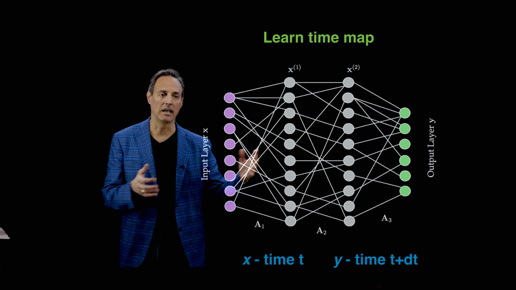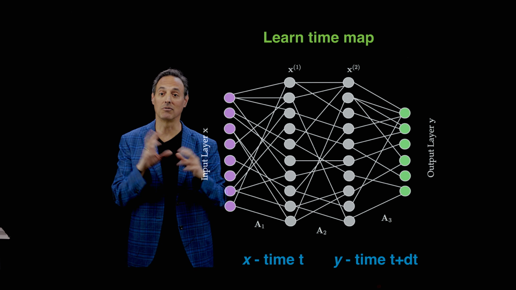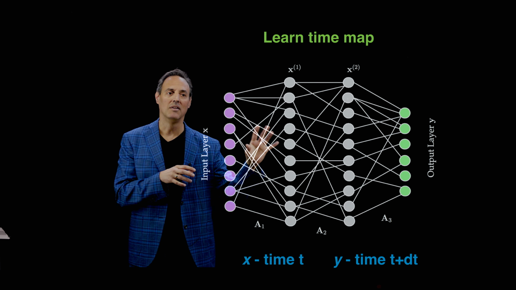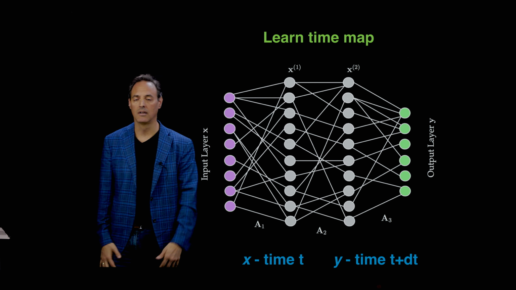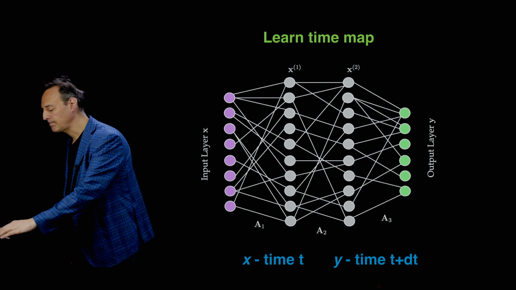Runge-Kutta does the same thing. It has its own neural network architecture if you want to think about it as a neural network. So this kind of structure is very powerful and useful across disciplines.